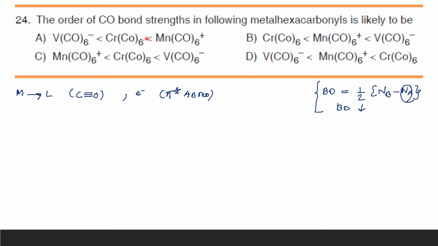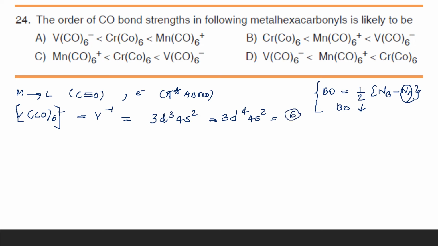So you have to consider these three complexes separately. We'll consider the vanadium complex first, V(CO)6 minus. When you consider the oxidation state of vanadium, CO is a neutral ligand. Therefore, the oxidation state of vanadium is definitely -1 in this complex. Vanadium has a configuration of 3d3 4s2. When vanadium is in the -1 oxidation state, one more electron is there. Therefore, it is 3d4 4s2. On the whole, you have 6 electrons, right?